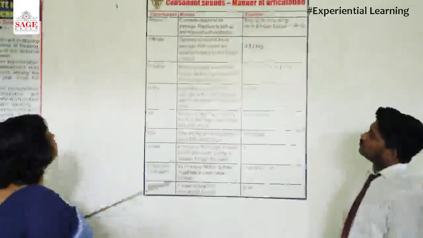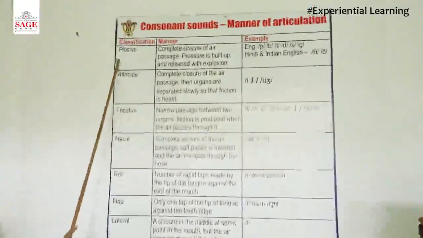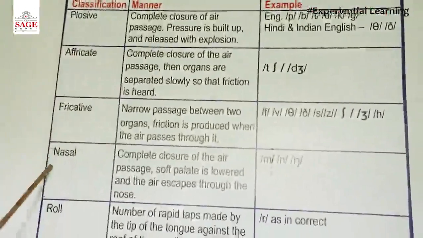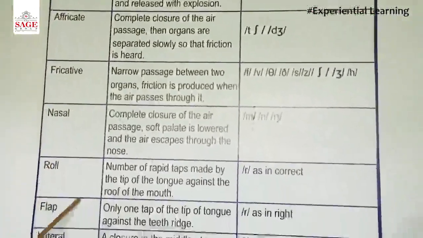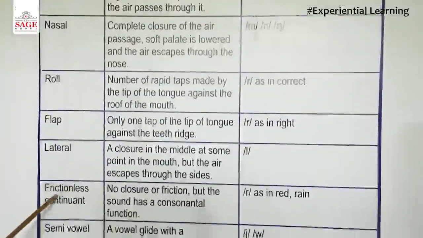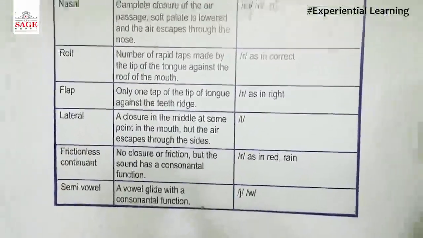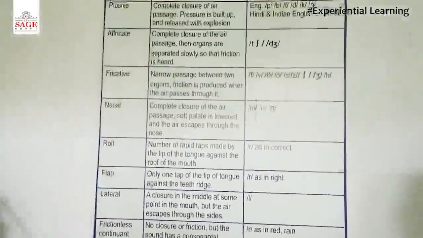These consonant sounds are called plosive, affricate, fricative, nasal, roll, flap, lateral, frictionless consonants and semi-vowel consonants. First of all, we will discuss the plosives.